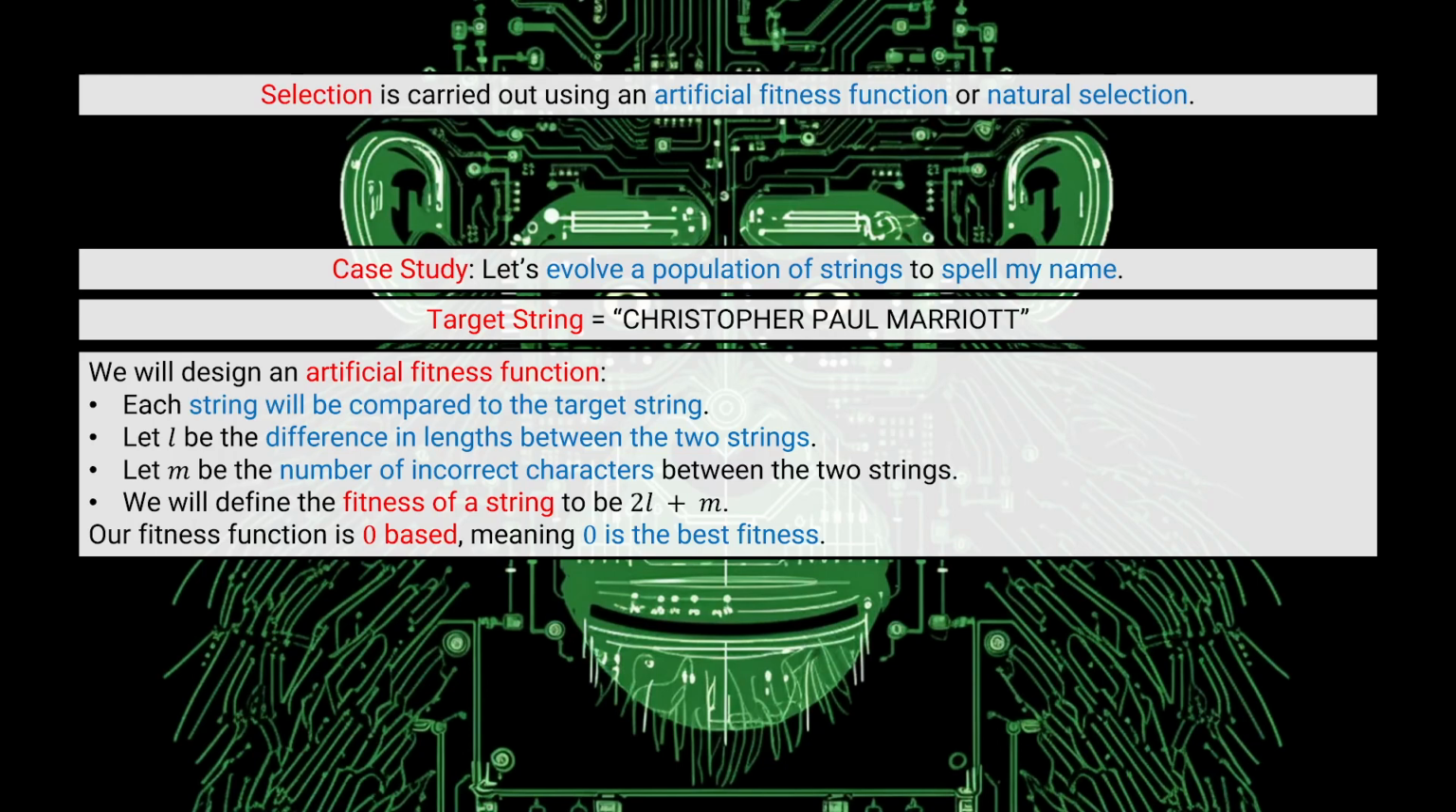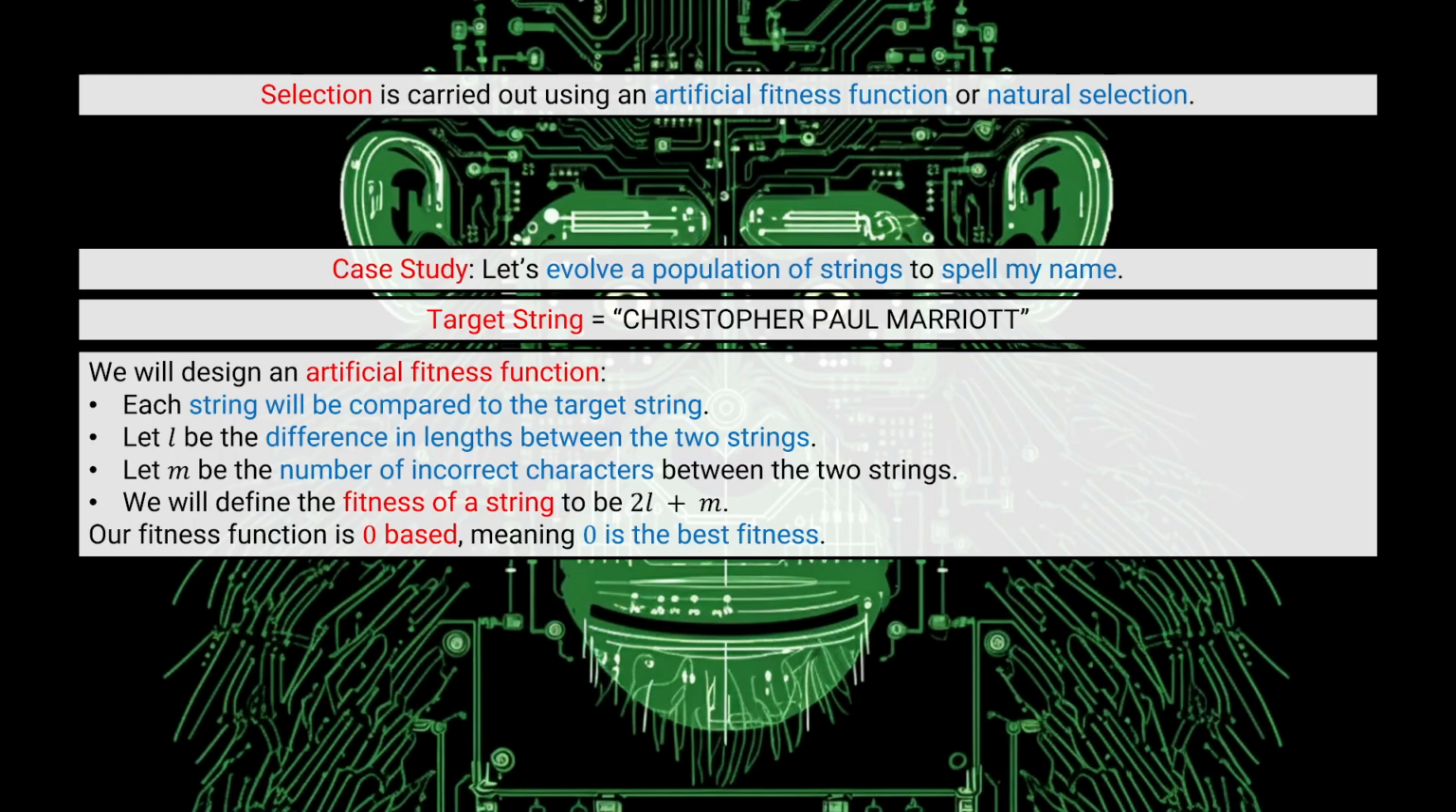Say we have another string that's smaller. We'll find the difference between them, and we'll let that be L. M is going to be the number of incorrect characters between the two strings. So if we line the two strings up and look at character 0, character 1, character 2, and so on, if they're the same, no penalty at all. But if they're different, we're going to count how many are incorrect, add those up, and call that number m. And then we're going to define the fitness of a string to be 2 times L plus m.